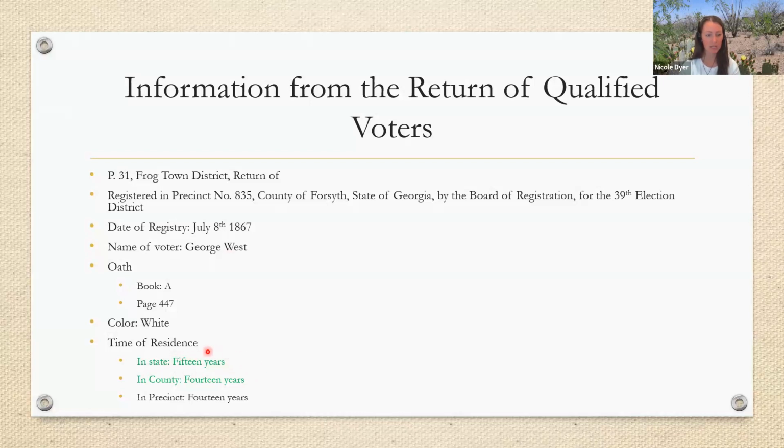It explicitly answers our question. It says where he lived, and he lived in Georgia. Now, the next question is, did he live in this county? And it says he lived in this county 14 years ago. And so he lived in the county of Forsyth in 1853, but not 1852, and in the precinct as well.